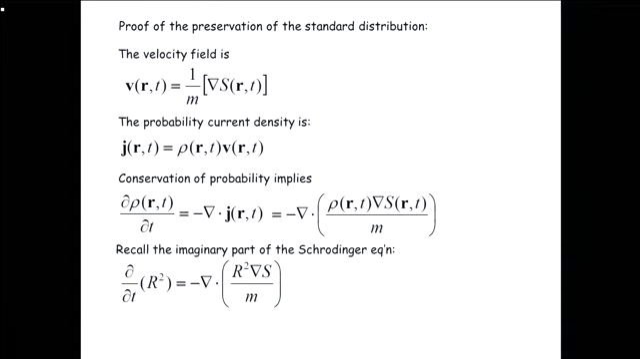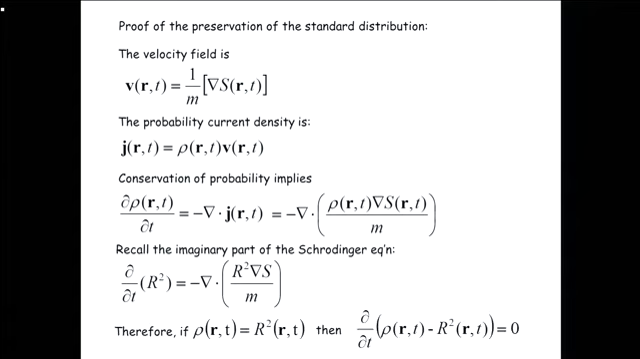And now I ask you to remember the imaginary part of the Schrodinger equation expressed in terms of psi squared. Remember, R squared is just the mod of psi squared here, and S is the phase. Now these two facts allow me to show that if initially rho is R squared, then it's always R squared. Because if at some time rho is equal to R squared, then by taking the difference of these two equations, I can ask what's the rate of change of the deviation of rho from R squared.